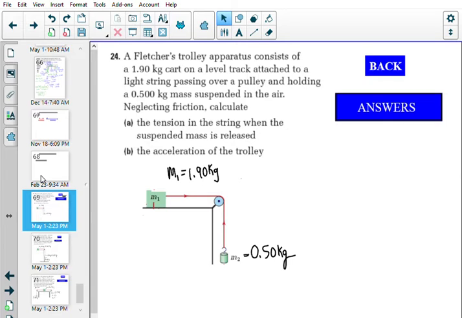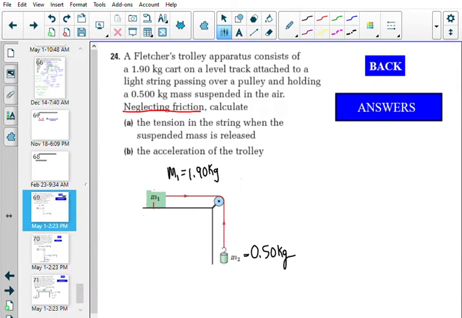You've got a Fletcher's trolley. It is a mass of 1.90 kilograms. It's on the level track. A mass of 0.5 kilograms is hanging over the edge and suspended in the air. And they tell us that there's no friction, so there's going to be much less forces on here. There's no Ff, no friction. So we want to know the tension when the mass is released, and we want to know the acceleration of the trolley.